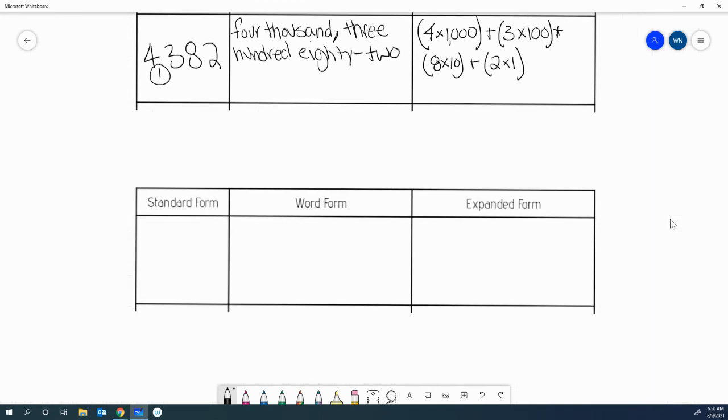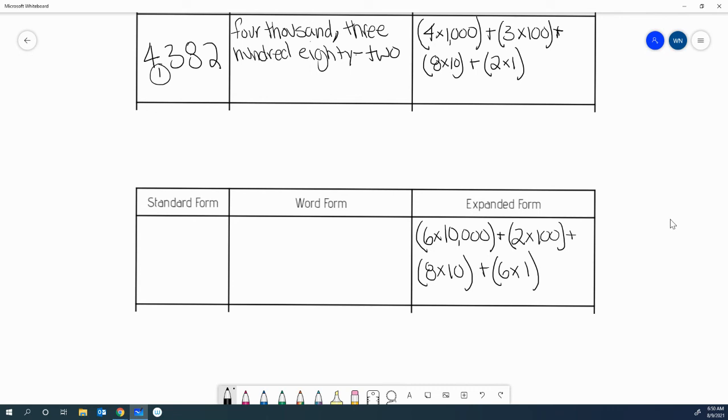Let's go down to the next one. I'm going to start you a little bit more difficult in the expanded form section. So here, let's say 6 times 10,000. While I'm writing this, I want you to be thinking about what it would be in standard and word form. But you also need to be writing it in expanded form in your notebook. Let's do 2 times 100 plus 8 times 10 plus 6 times 1. Now you might be thinking, Miss Wilson, you forgot one, but I didn't.